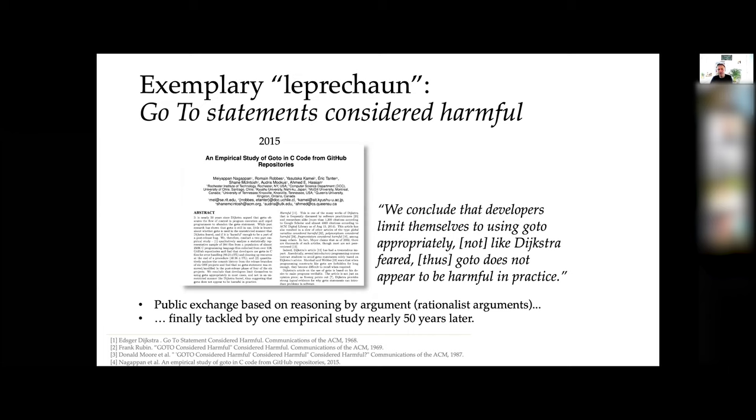We had one empirical study, mining software repositories, that finally challenged this leprechaun, this conventional wisdom, where colleagues, in this case led by Nagappan, concluded that they are not harmful.